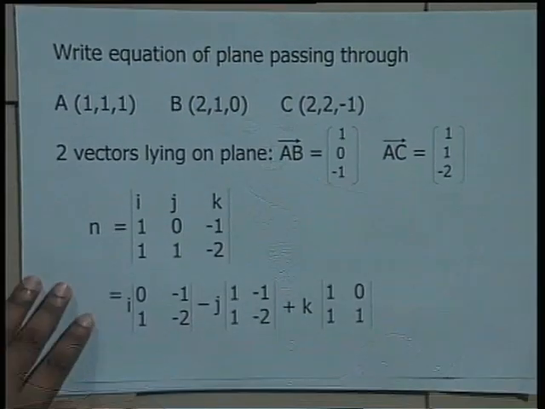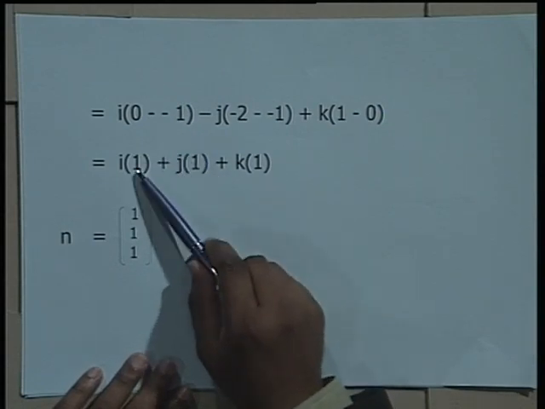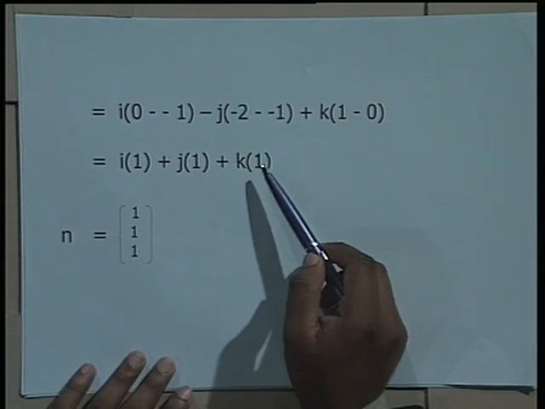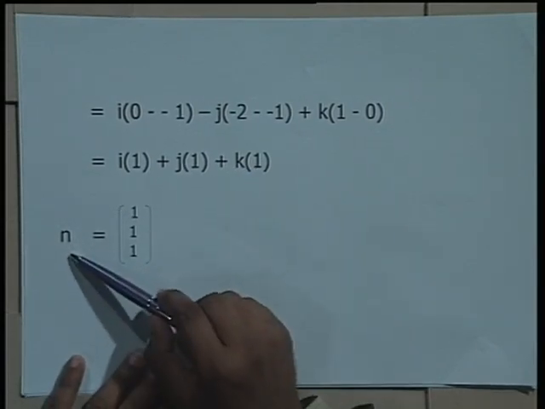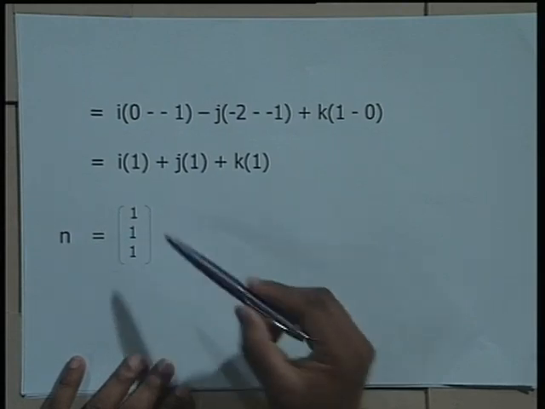So the next step will be to simplify the determinants of these 2 by 2 matrices to obtain the vector which is perpendicular to the plane. Simplifying the determinants of the 2 by 2 matrices, we obtain the following vector: i times 1, j times 1, plus k times 1. That is, the vector perpendicular to the plane ABC is 1, 1, 1. The next step would be to find the value of the real parameter d.